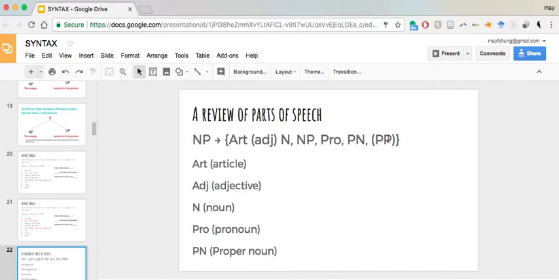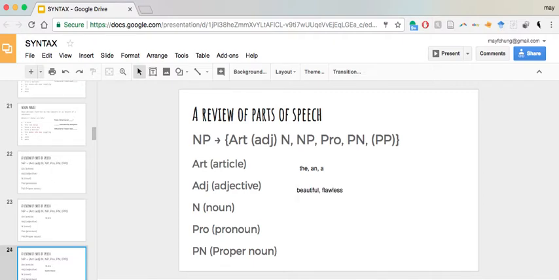So just to review parts of speech, an article would precede a noun, and it would modify a noun. Articles, also known as determiners, will be things like the, or an, or a. Adjectives would be things that describe a noun. So these would be things like beautiful or flawless, adjectives that describe your teacher. And then nouns, I'm sure you've heard while you're in school that a noun is a person, place, thing, or idea, right? So that's true.